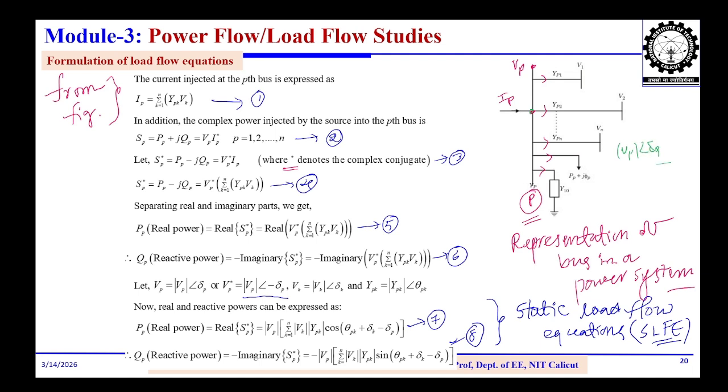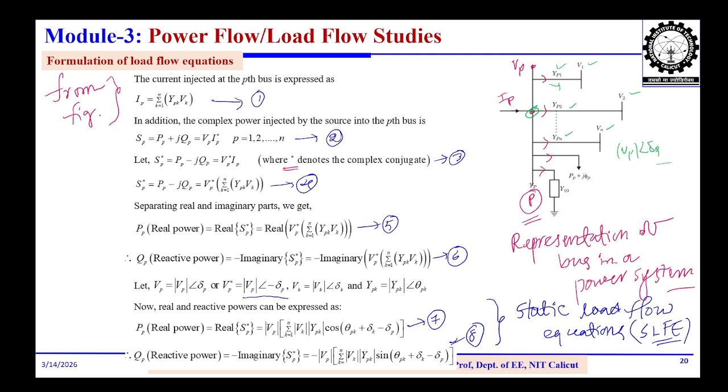Now apply KCL at this point. The incoming current is equal to the outgoing current. The admittance multiplied by this particular voltage gives the current value of this line. Similarly, this admittance into this voltage gives the value of the current passing through this line. Similarly, in the load, we can calculate the line value.